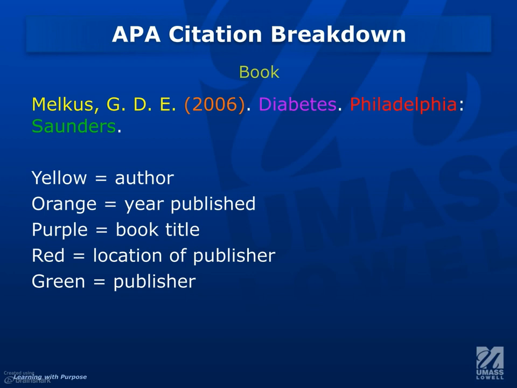In orange, we have the year published. In purple, we have the book title. In red, this time we put the location of the publisher and the publisher's name. And that's a simple APA citation for both a book and an article.